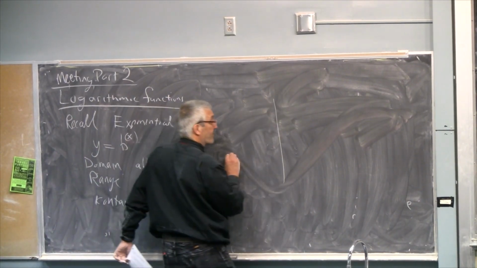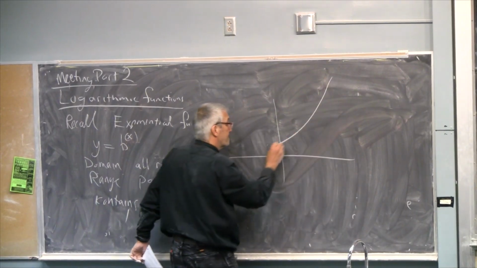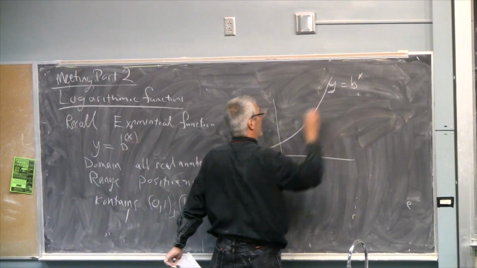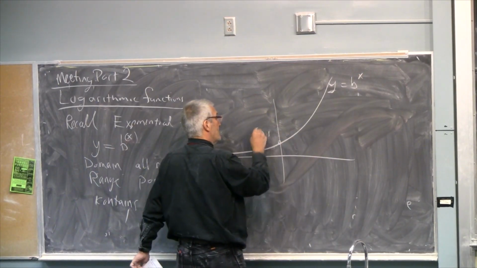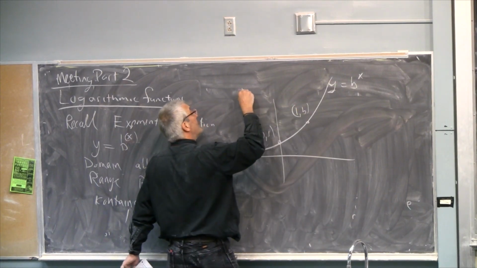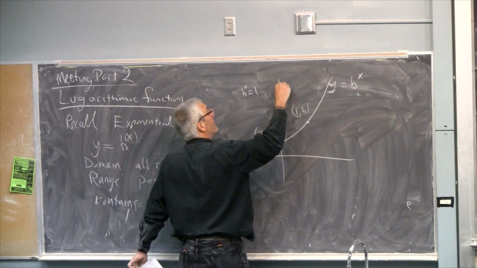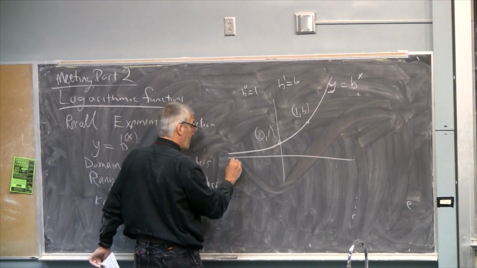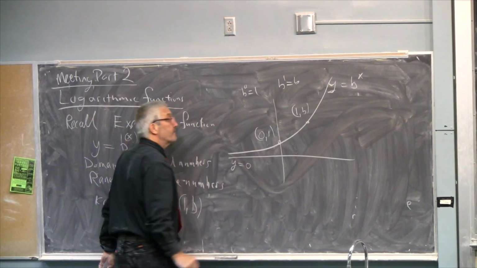Let's make a graph of this function. Y equals b to the x. It goes through (0, 1). It goes through (1, b). That's because b to the 0 equals 1, and b to the 1 equals b. And furthermore, it has a horizontal asymptote at y equals 0.